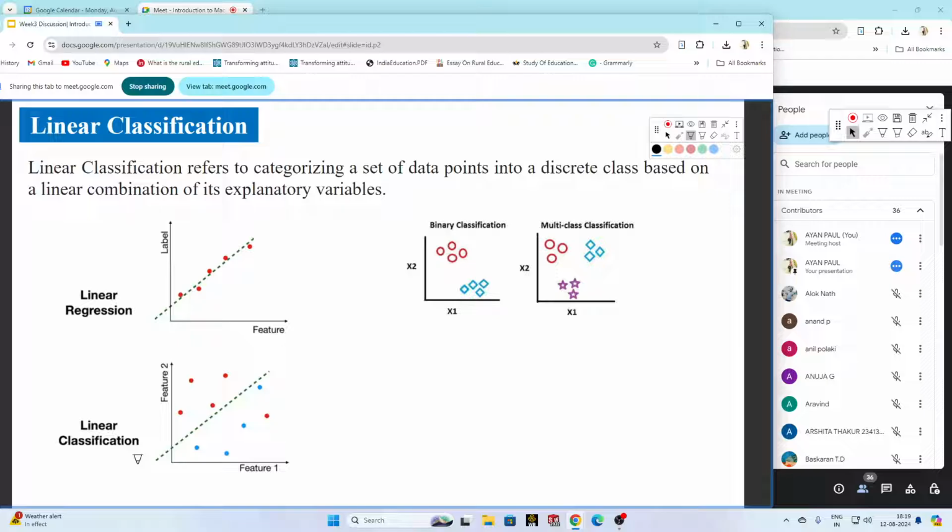Okay, and multi-class classification means more than two. More than two groups means multi-class classification, only two groups means binary classification. Okay, now you have seen this thing.